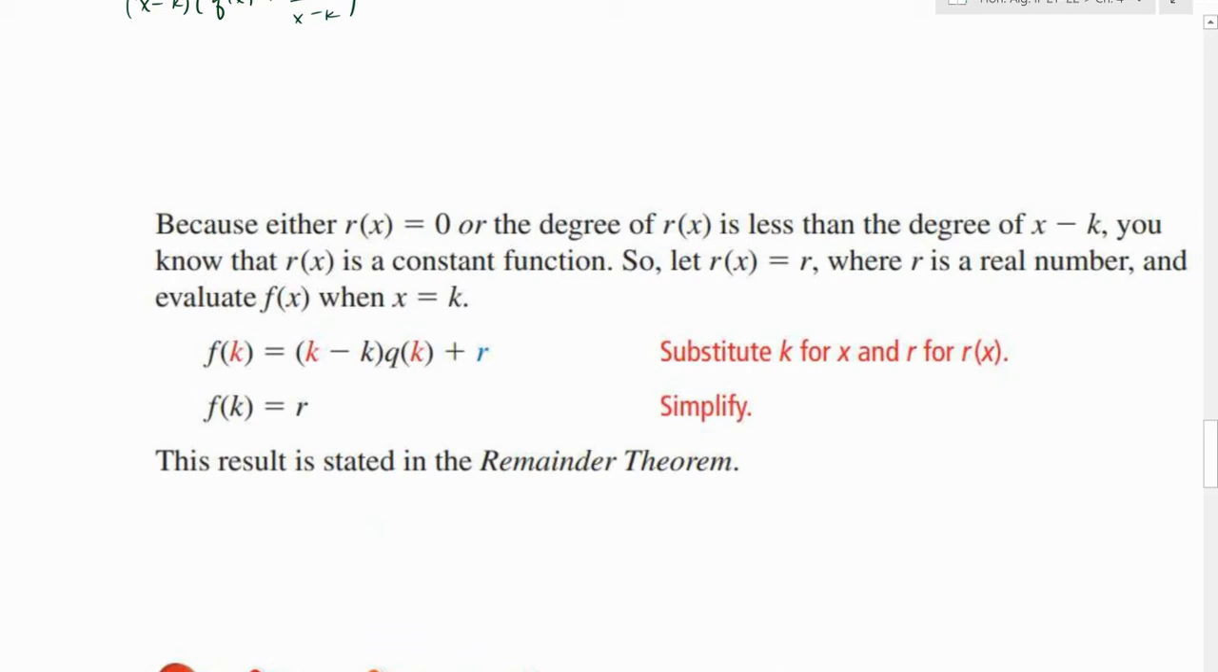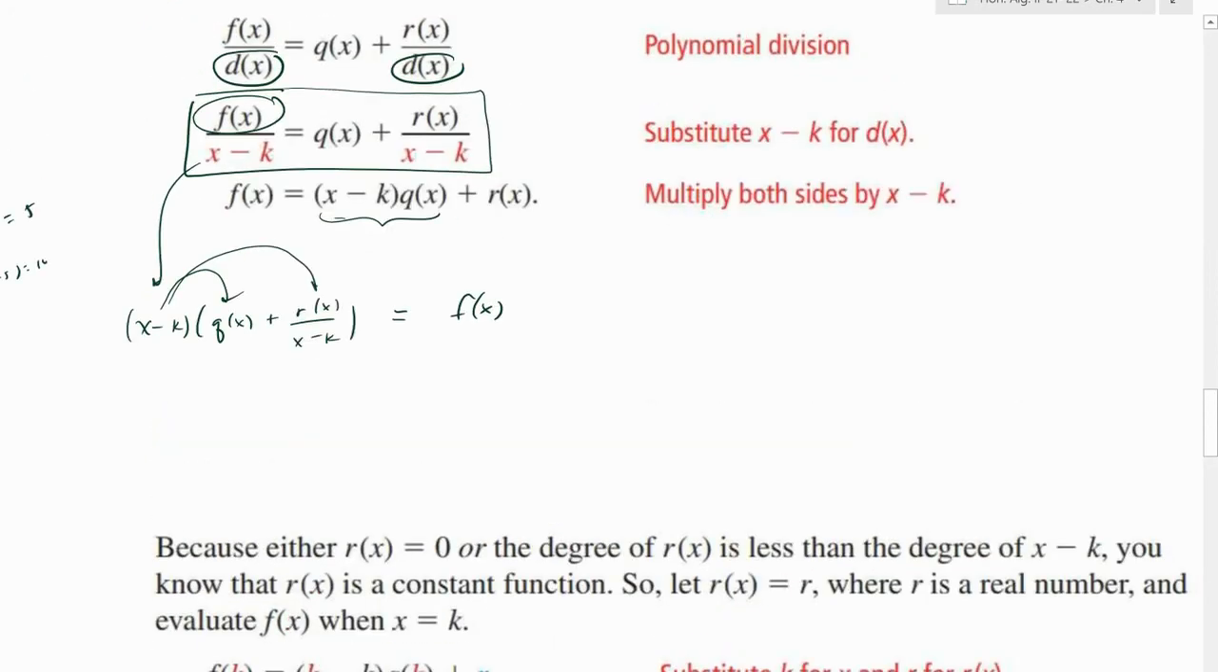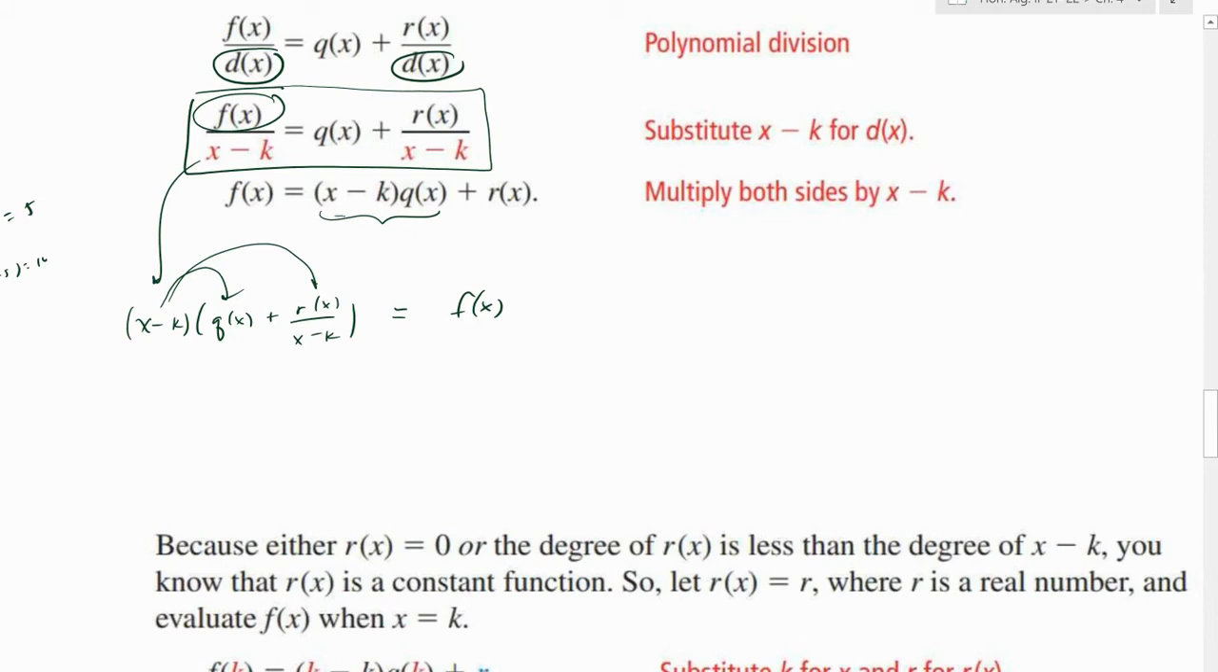So the remainder is either 0 or the degree of r of x is less than the degree of x minus k. So here's what this is saying. If we took some function and divided by x minus 9, then it either goes into it evenly, like whatever, let's say that's a degree 5. Then you'd have something x to the 4th, blah, blah, blah, blah.